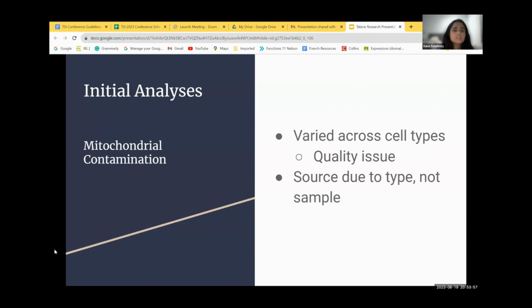To study the organoid data from Choi et al., we performed a few initial analyses, the first of these being mitochondrial contamination. And I have a couple bullets on this slide, but I really talk about it in the next slide with the figures.